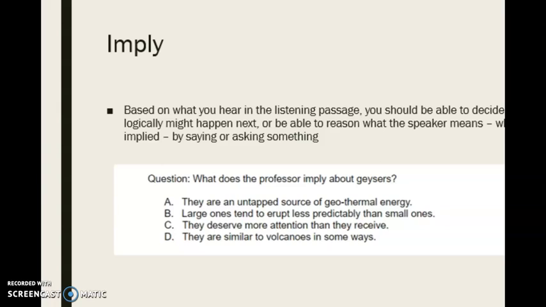Imply. Based on what you hear in the listening passage, you should be able to decide what logically might happen next, or be able to reason what the speaker means, what is implied, by saying or asking something. For this type of question, it's the opinions, feelings, thoughts of the speaker you need to be able to understand and not just the factual information. It's a difficult type, but it's also not used very often.